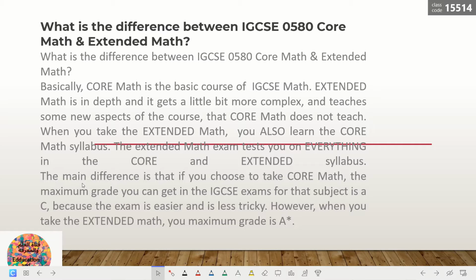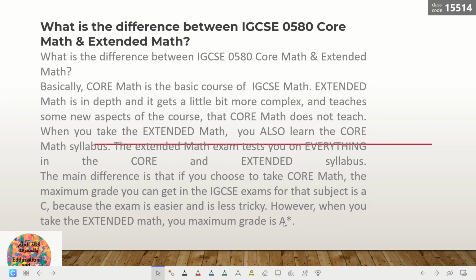The main difference is that if you choose to take core math, the maximum grade you can get is a C. So you can get C, D, E, F, and so on, because the exam is easier and less tricky. However, when you take the extended math, the maximum grade you can get is A star or A plus, so you can get A, B, C, and D.